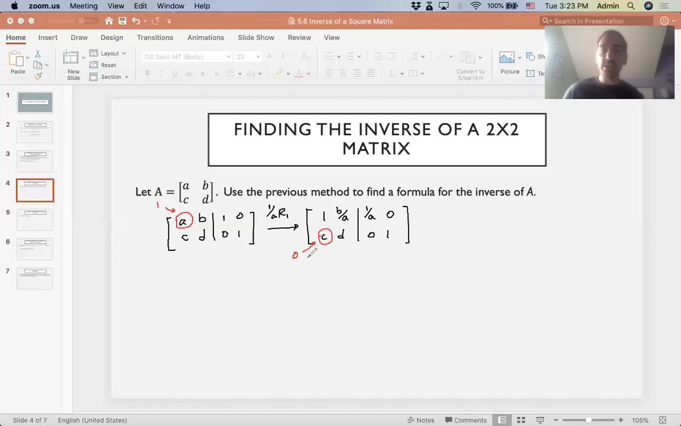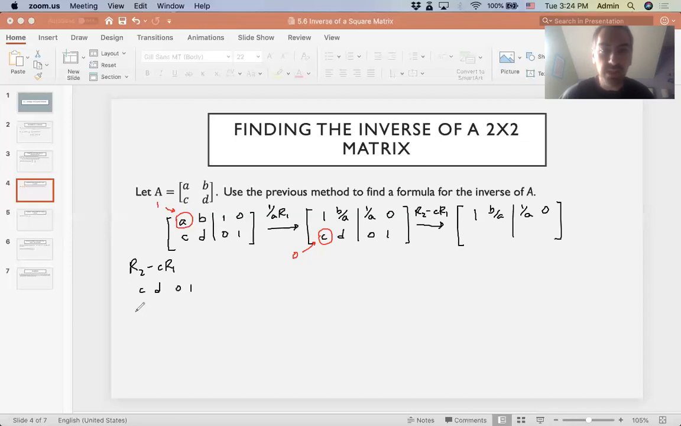All right, so now everything else in column 1 should be zeros. So I've got that C in my second entry in the first column. I want that to be 0. How do I get that to be 0? I multiply row 1 by its additive inverse. So that is row 2 plus a negative C times row 1. All right, so let's come over to the side, do some scratch work here. So row 2 plus a negative C times row 1.